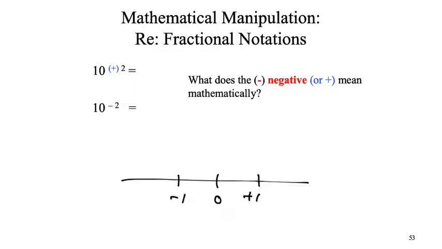Distance from 0. Direction from 0. Plus would mean moving to the right. Minus means moving to the left. The sign is telling you the direction you're going. That's it. Okay? That's what it means.